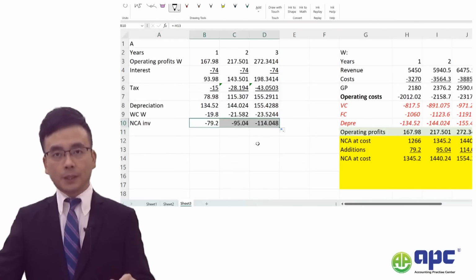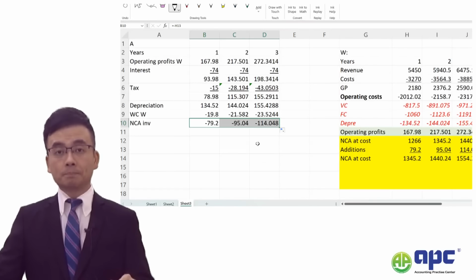Do you need to explain to the examiner? For example, putting some words next to that? No. Because the examiner marking your script will certainly be focusing on your figures.